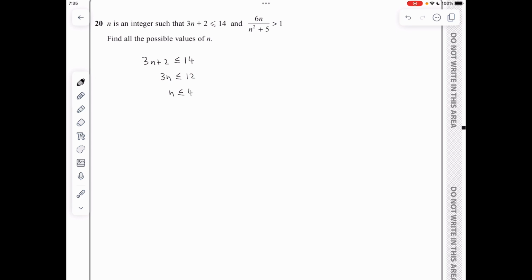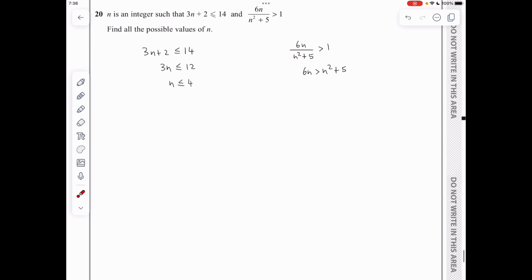Now let's turn our attention to the second inequality. 6n over n squared plus 5 is greater than 1. I can cross multiply to give me 6n is greater than n squared plus 5 without the need to worry about whether I'm multiplying by something negative, because n squared plus 5 can never be negative. Remember that with inequalities, we solve them exactly the way we would solve equations, with the only exception being that if we multiply or divide by a negative number, we need to reverse the inequality direction. Well, in this case, n squared plus 5 being positive means I don't have to reverse the inequality direction here.